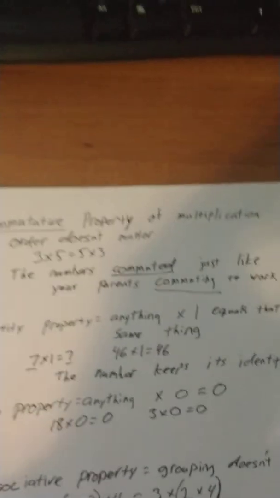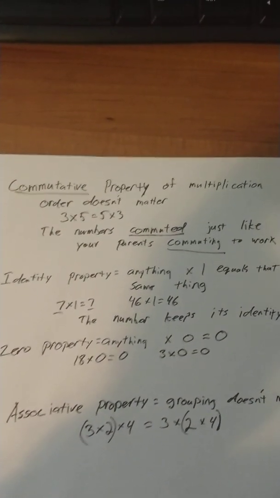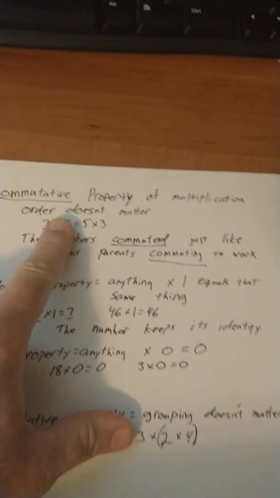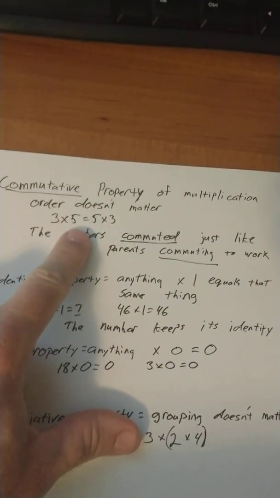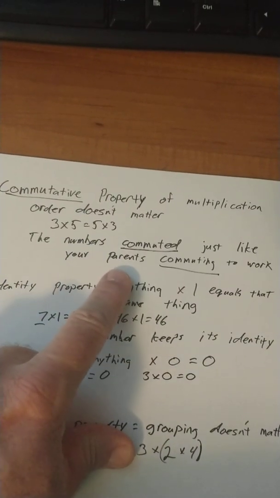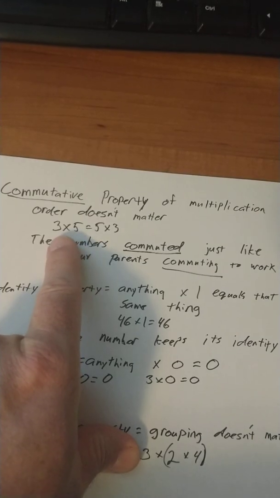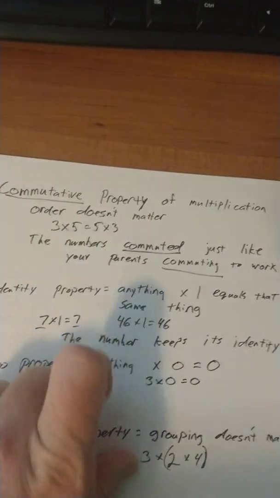Alrighty, if you are the kid who likes to take notes, I will show you my notes right here. This is what I would have put on the whiteboard if you were in class. The commutative property of multiplication, it simply means order doesn't matter. Here's an example of it. The numbers commuted just like your parents commuting to work. They switched their location around. 3 came first, now the 3 is coming last.